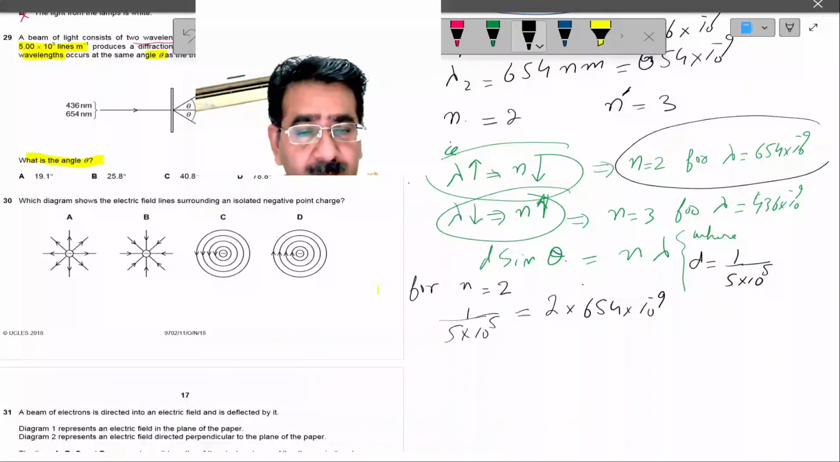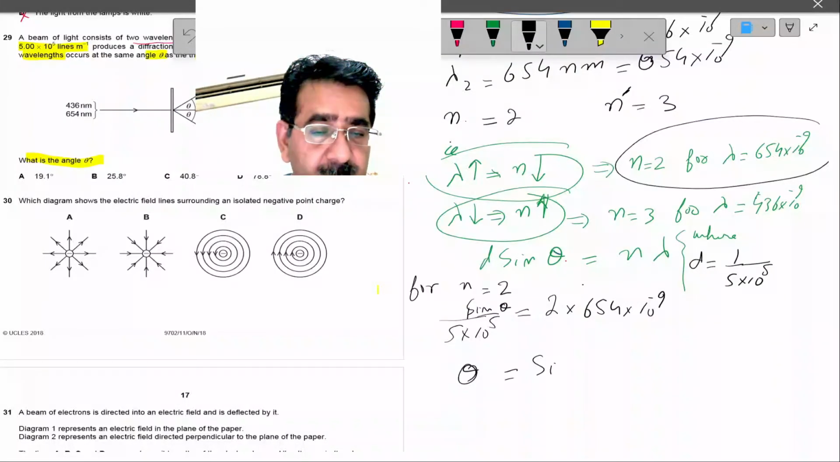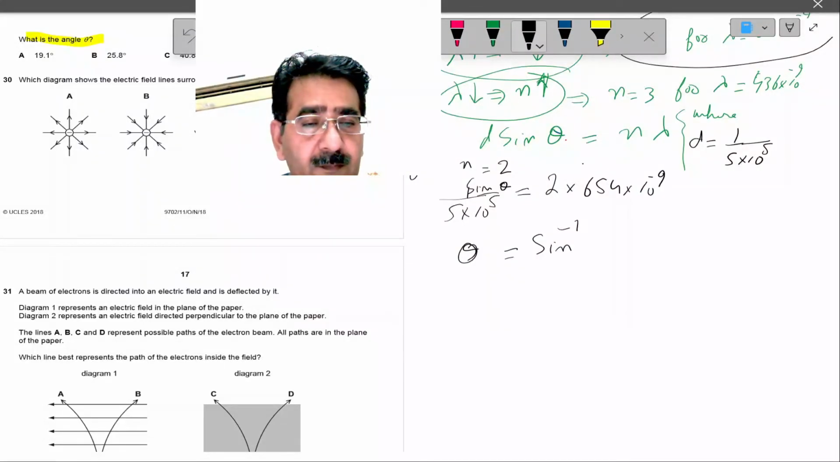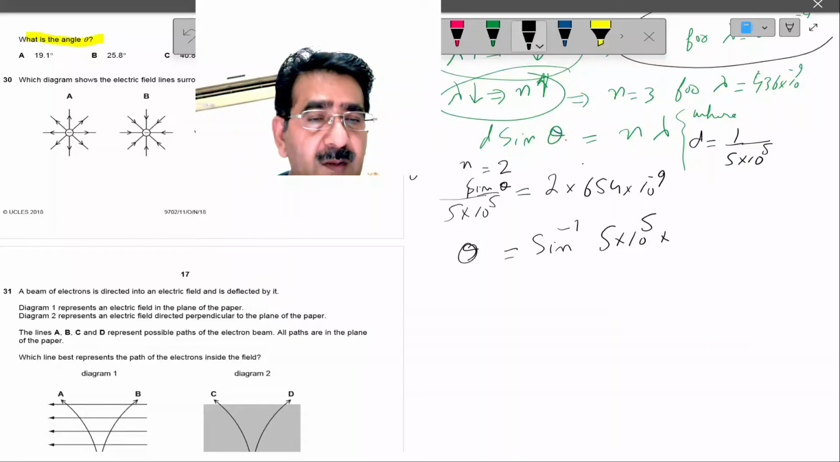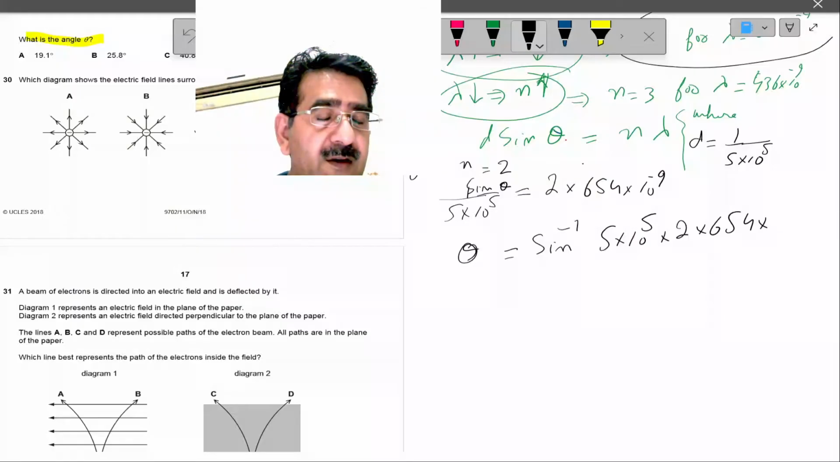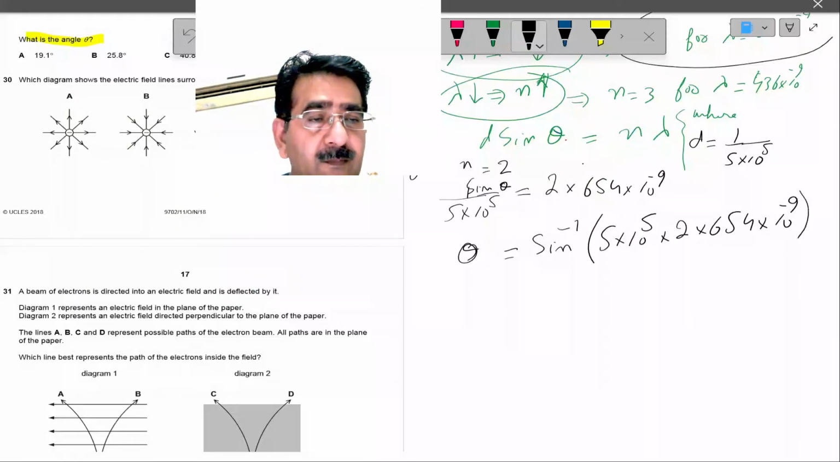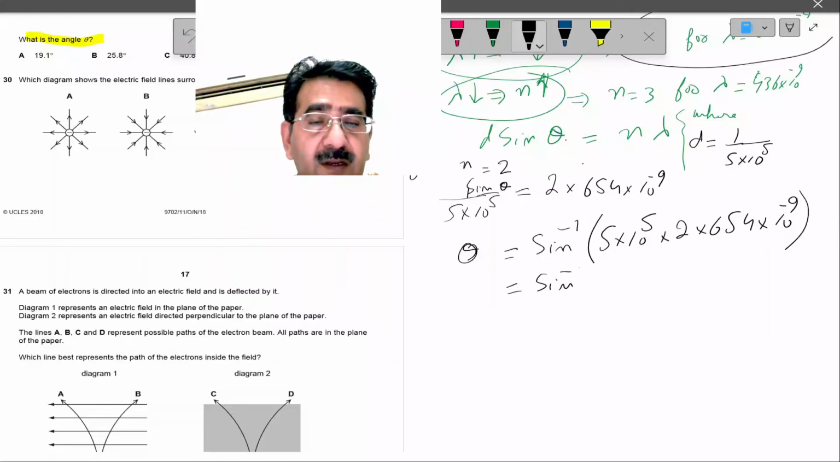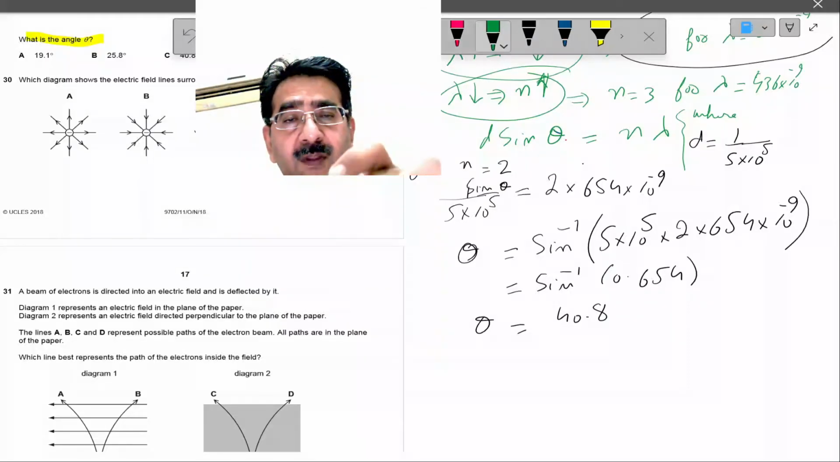So theta will be equal to sine inverse of 5 times 10 to the power 5 multiplied by 2 multiplied by 654 times 10 to the power minus 9. That is sine inverse of 0.654, which gives 40.8 degrees. So this will be your answer.